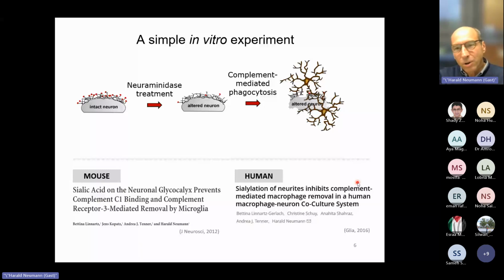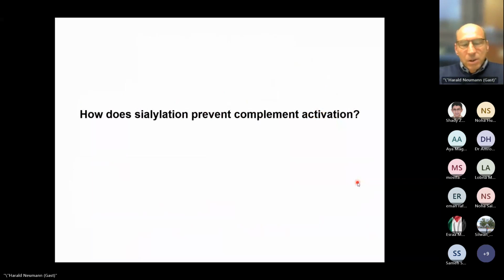And then our research completely shifted into this topic about the sialylation and the protection of the neurons by the sialylated glycocalyx. So the question we were then trying to ask is first, how does sialylation prevent complement activation? On one side we showed, yes, if you have lost sialic acid, we have binding of complement C1q and we have a complement activation cascade. But this was also known from literature.